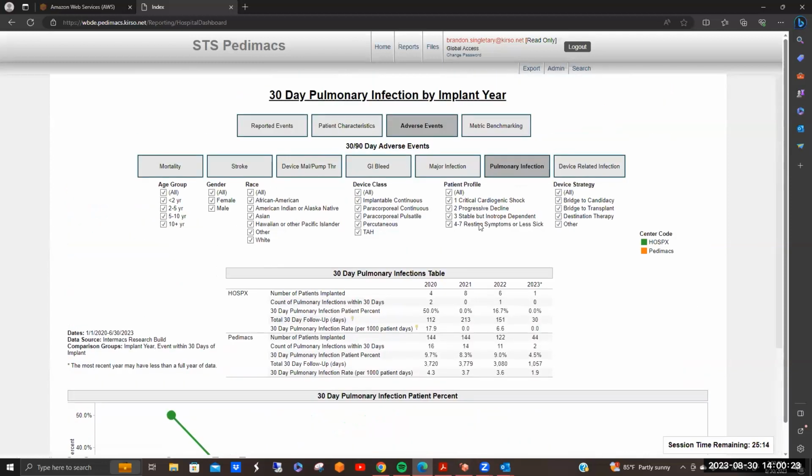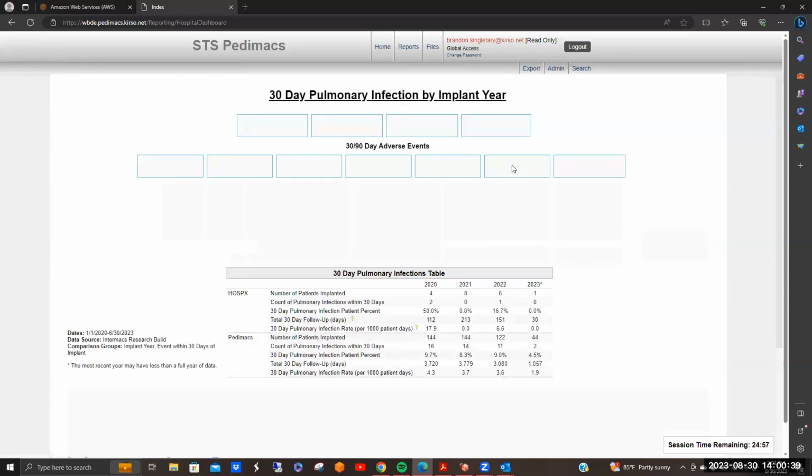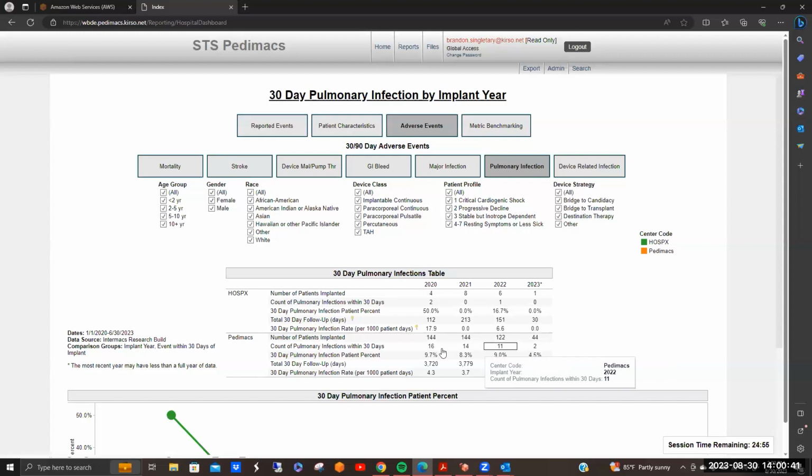And then again, GI bleed as the other exhibit we added. As you can see, there are very few events that occur within 30 days of some of these. You can compare within your site to be able to see, okay, it's also a very rare event that's occurring across PDMacs as a whole.